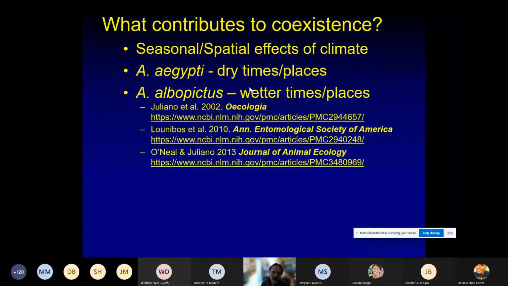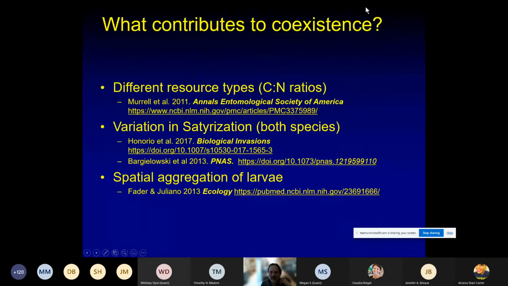There are other things that can contribute to coexistence. We found repeatedly in a variety of locations that we tend to find Aedes aegypti dominant at times and places that are drier, and Aedes albopictus tending to dominate at times and places that are wetter. We've seen this in Florida. Others have shown it in other parts of the world, including Africa. Some other more esoteric things, the nutrient content of detritus seems to influence coexistence, where you tend to get more coexistence when you have a high ratio of nitrogen to carbon, and more albopictus when you have a high ratio of carbon to nitrogen.